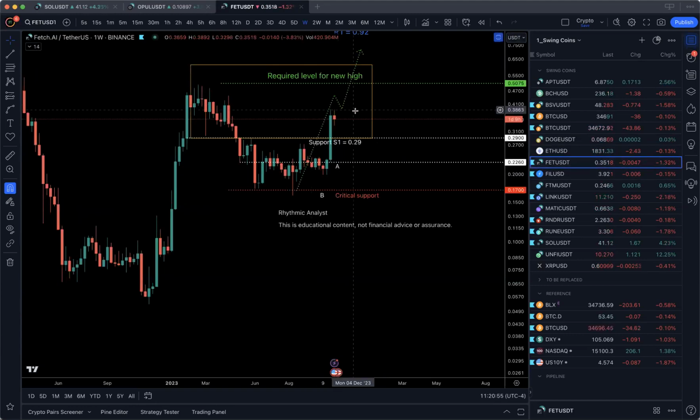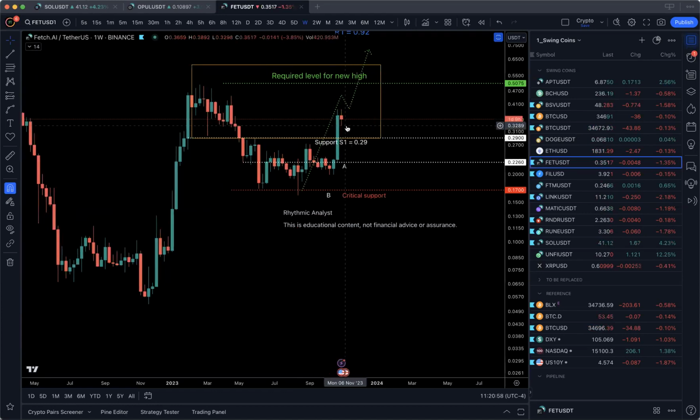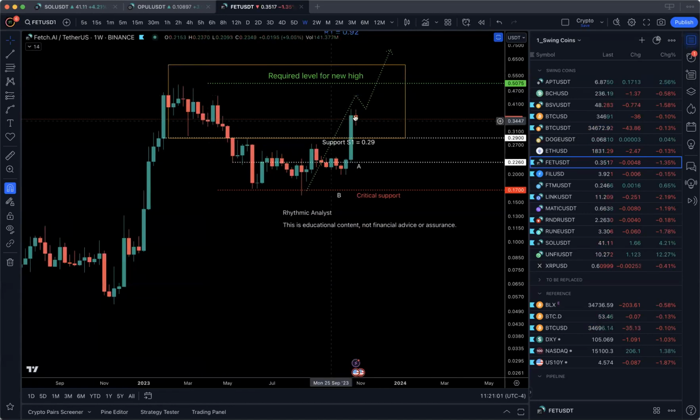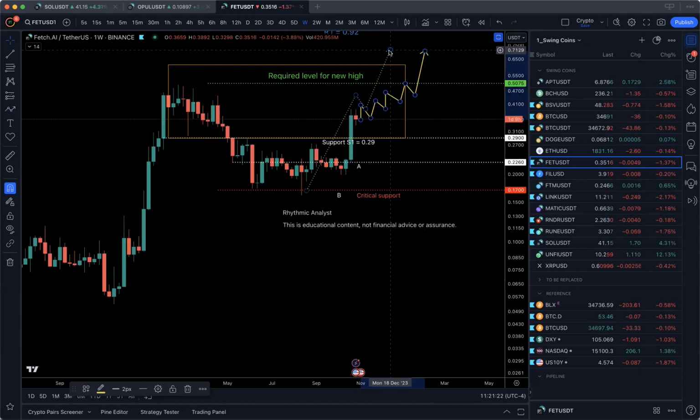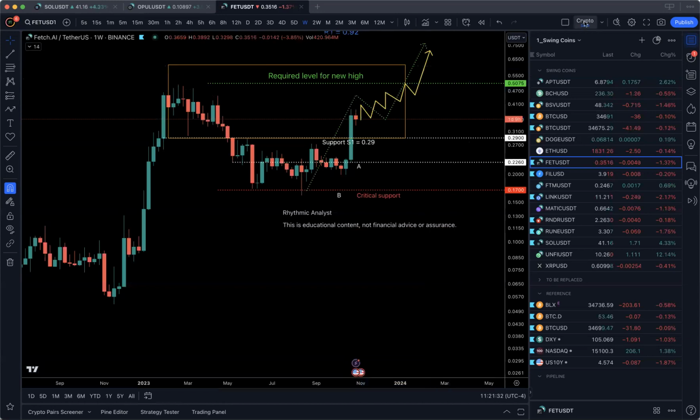FET is inside. This is a red candle, but it's just consolidation. FET had an amazing week last week, but it is possible that it could slow down like this. This could be a really sluggish zone before it really breaks out. So when I draw this, this is the angle. Potentially, this could be the case.